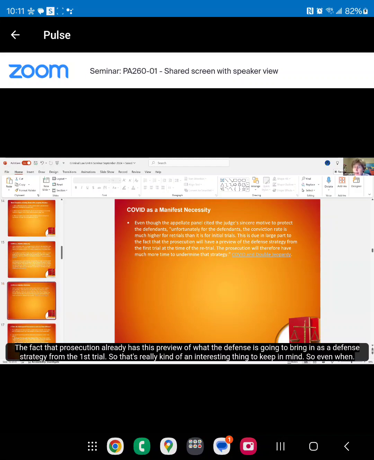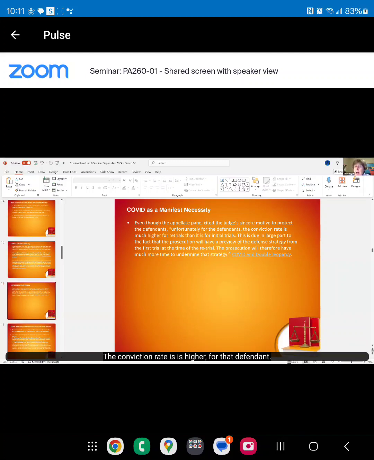So even when a defendant is found guilty, but then it's found at the appeals level that the judge made a mistake and that there has to be a retrial, the conviction rate is higher for that defendant, because the prosecutor already has a preview of the strategy. So that's a bit unfair, too.